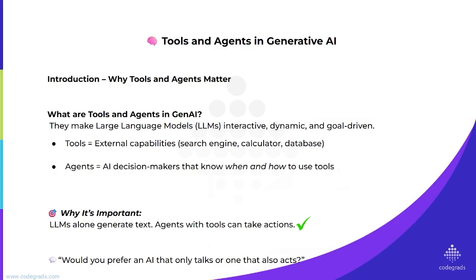Now, why is it important? LLMs alone generate text, and agents with tools can take action. If you need to generate any text, at that point of time LLMs are important. But if we need any further actions, like doing mathematical calculation, accessing the database, or using the search engine, at that point of time we need tools and agents. Now, would you prefer an AI that only talks or one that also acts? Naturally, we generally prefer the AI which does not only talk but also performs or acts.